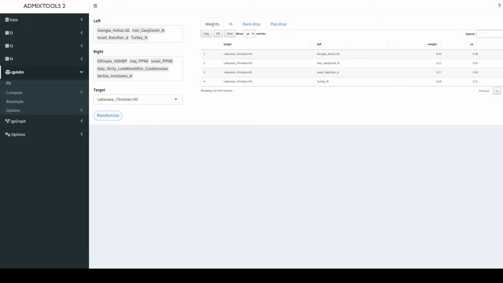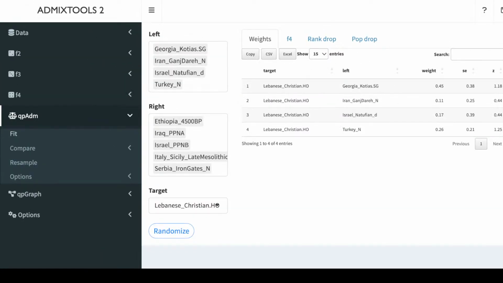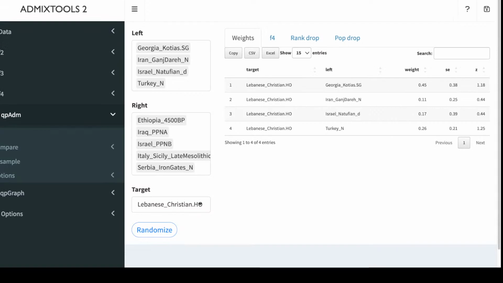All right, starting off with the Christians first. We have a 45% weight for the Caucasus hunter-gatherer, 11% for the Zagros Iranian sample, 17% for Natufian, and 26% for Neolithic Turkey, which is the early European farmers. That gives us a total of 99%.